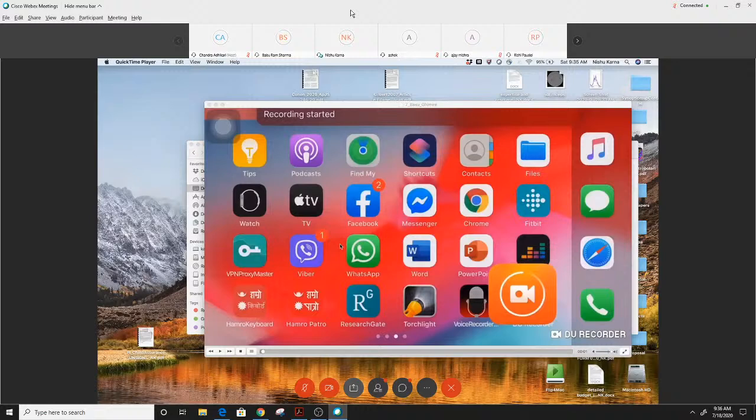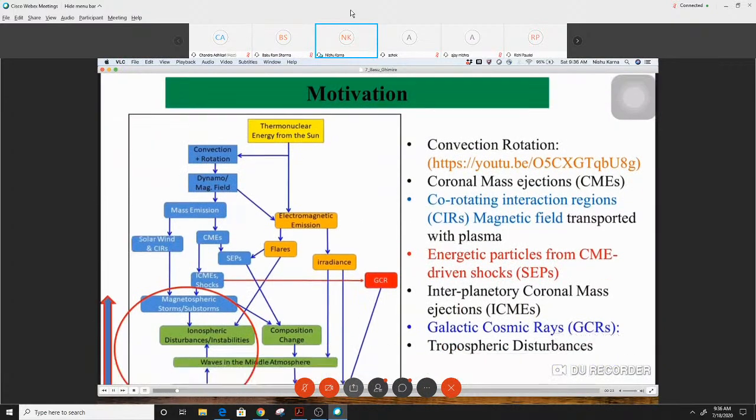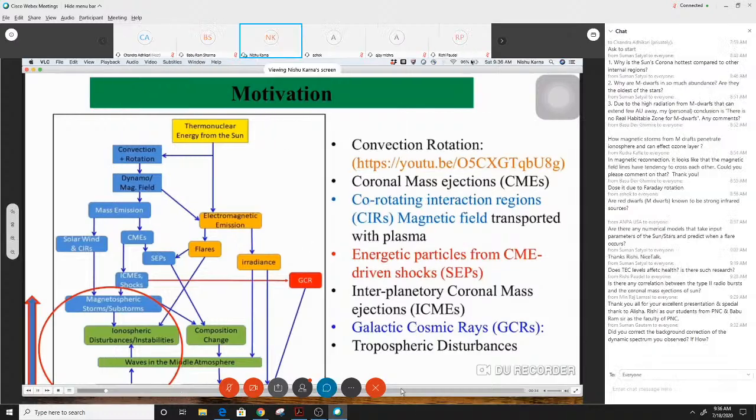On the surface of the sun, there is a convection of rotation. This convection of rotation produces the dynamo of magnetic field. Due to this dynamo of magnetic field, masses are ejected from the surface of the sun. This is called the coronal mass ejection and solar wind. This solar wind and coronal mass ejection is responsible for producing the substorm and superstorm in the magnetosphere.